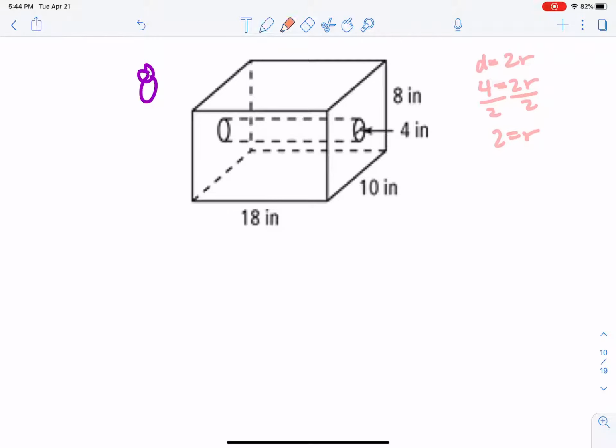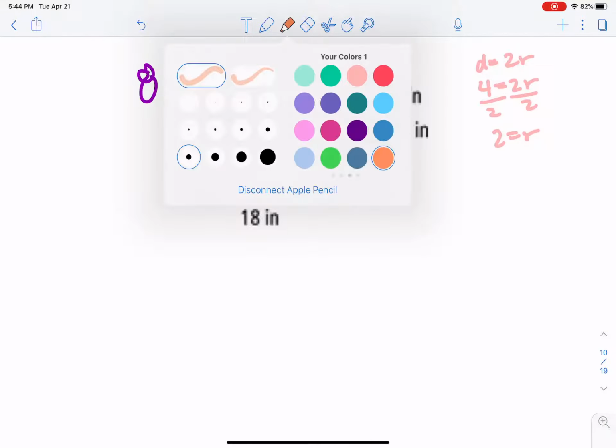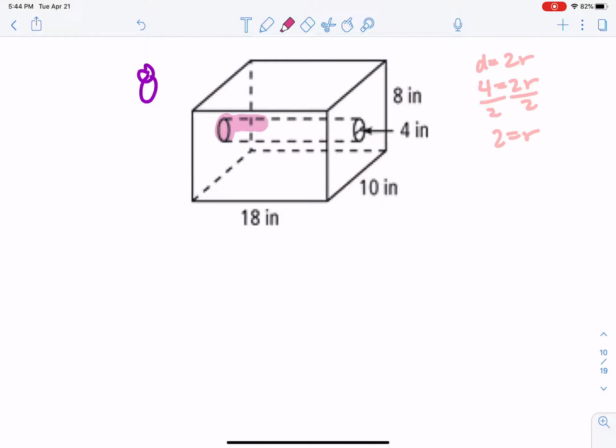So I'll color this one in orange. Nah, I'm not feeling orange. Color this one in pink. Yeah.